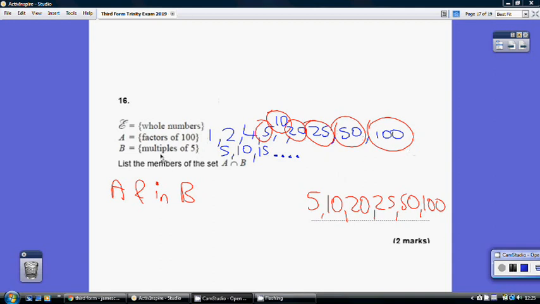Now, what about the multiples of 5? Well, those are obviously 5, 10, 15, 20, and so on. So which numbers are members of both of these lists? And we can see, so really we're looking for any multiples of 5 that are in these factors of 100. So the answers are 5, 10, 20, 25, 50, and 100.